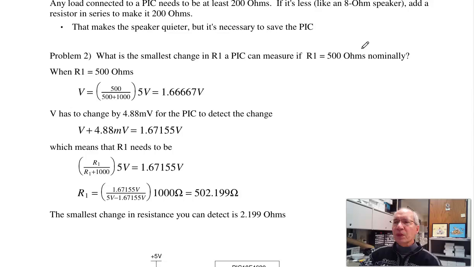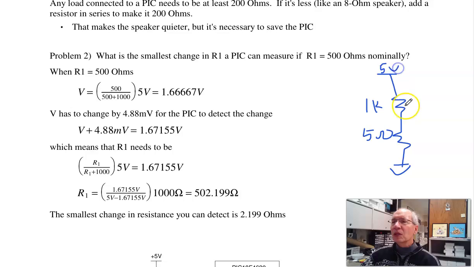Problem 2. With the analog input, the PIC can measure 4.88 millivolts. Suppose I have a voltage divider like so. So here's a 1K resistor, here's 500 ohms, and here's the PIC.